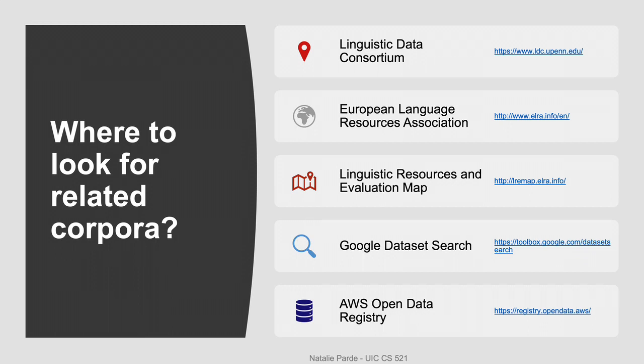You can search for corpora related to your task in a wide range of different places. Some particularly useful repositories are shown here. There's the Linguistic Data Consortium, the European Language Resources Association, the corresponding Linguistic Resources and Evaluation Map, the Google Dataset Search, and the AWS Open Data Registry.